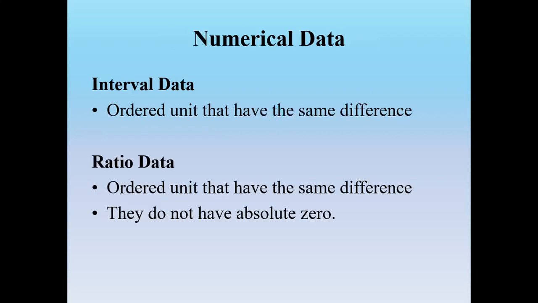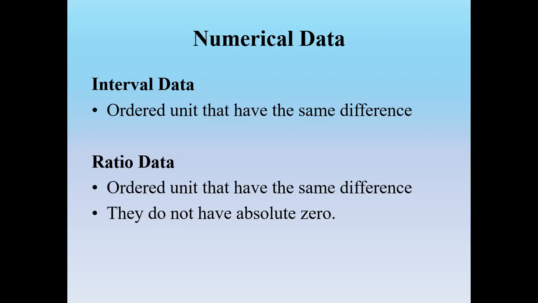Now we are moving to the numerical data. In the numerical data, we have the interval data and the ratio data. Interval values represent ordered units that have the same difference. Therefore, we speak of interval data when we have a variable that contains numeric values that are ordered and where we know the exact difference between the values.